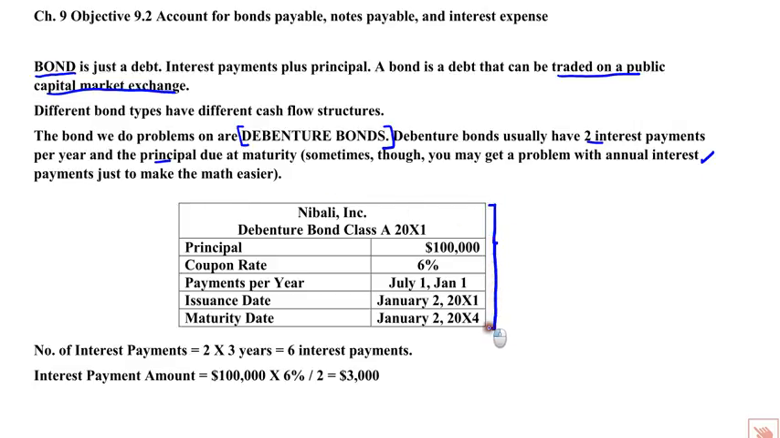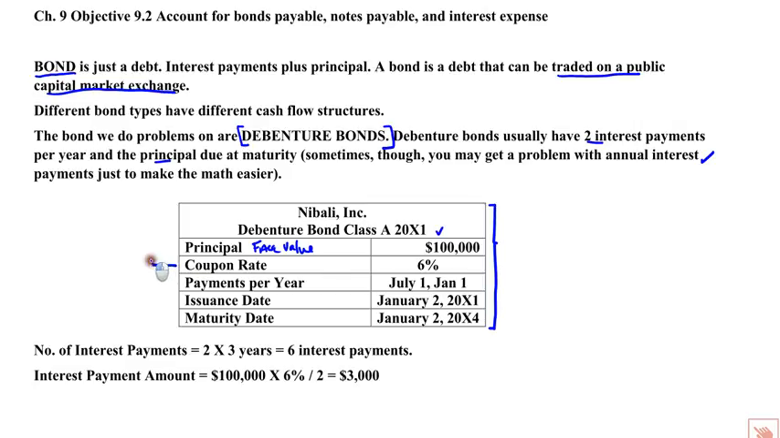Okay, so here's a little, sometimes they call them tombstones, but it's a little information about a debenture bond Class A 20X1 for this company, Nabali Incorporated. The principal amount, actually we should say face value for a bond, is 100,000. That's the amount that will be paid at maturity. The coupon rate is 6%.